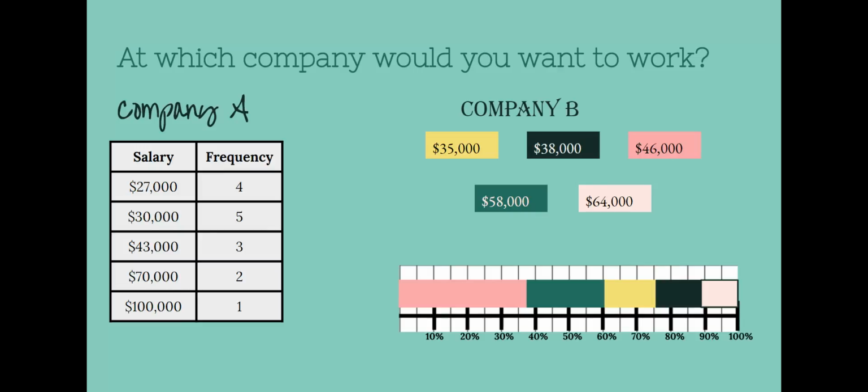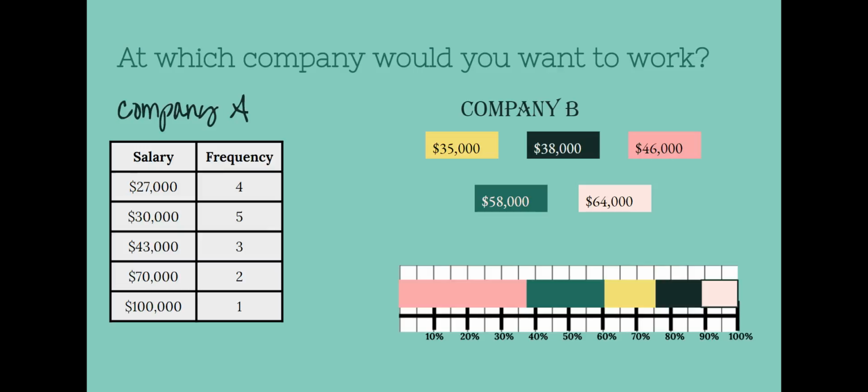salary occurs. And for company B, we're given a percent bar graph that shows us what percent of people earn $35,000, $38,000, $46,000, $58,000, and $64,000. So when I'm looking at these two graphs to compare the companies, the things that I'm going to be looking for are how much money do people make? And I really want to see percent wise or frequency wise, where are the majority of people earning money?